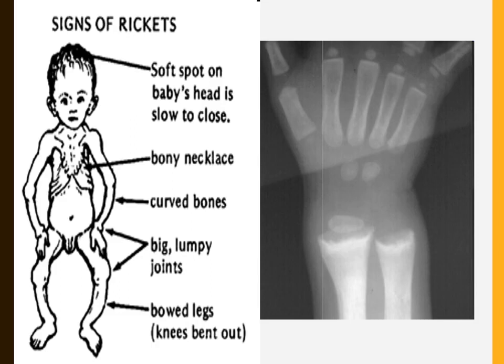If you do an X-ray, usually what we do is the left wrist X-ray, you can see that the bones are rarefied. You can see the joint space expanded. You can see cupping and fraying of the bones.